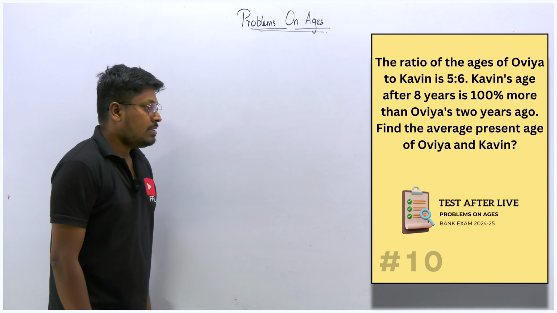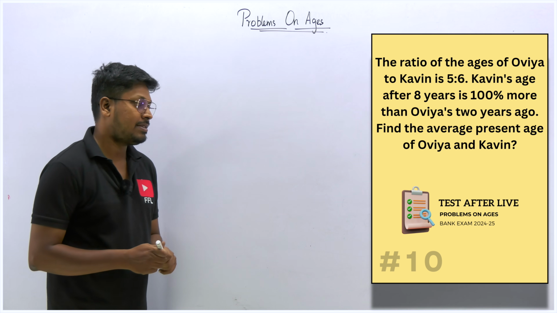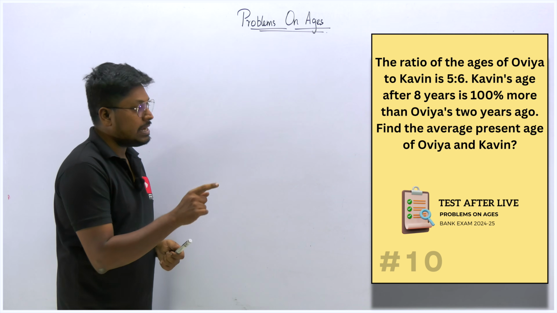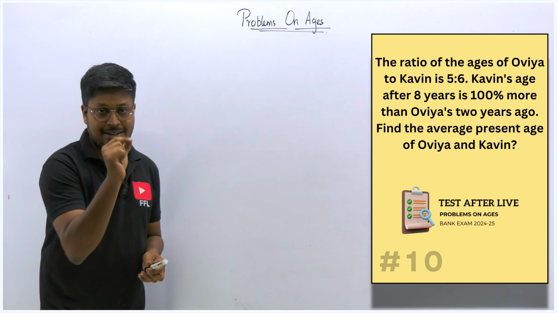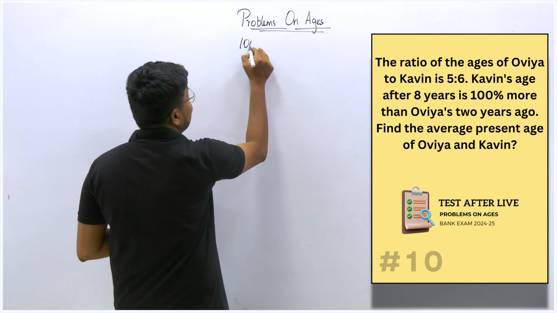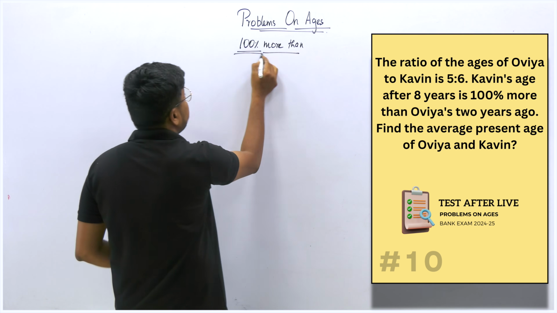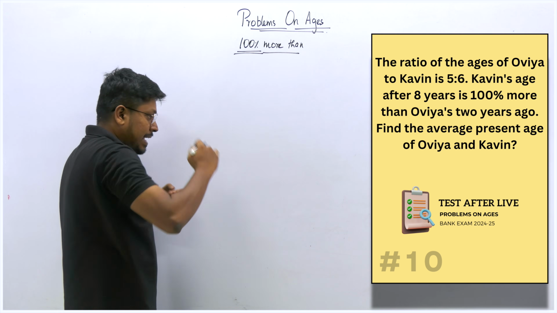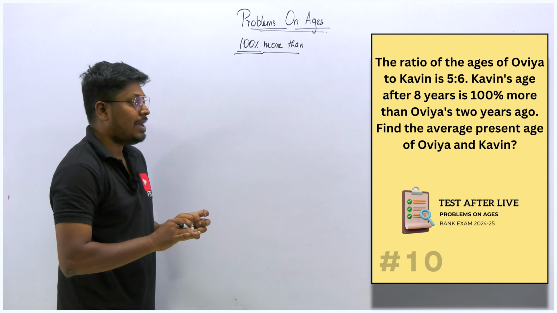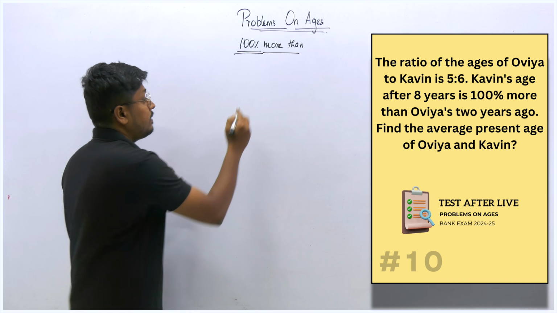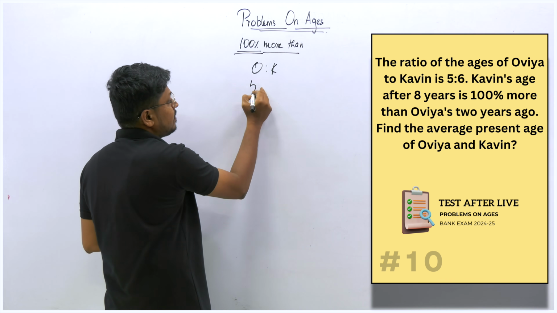Question number 10. The ratio of the ages of Ovia and Kevin is 5 is to 6. Kevin's age after 8 years is 100% more than Ovia's age 2 years ago. See again the word that is important, which is 100% more than. The meaning here is 100% more from my age, so my age plus 100% more of it. The question asks for the age ratio of Ovia and Kevin, whose ages are in the ratio 5 is to 6.